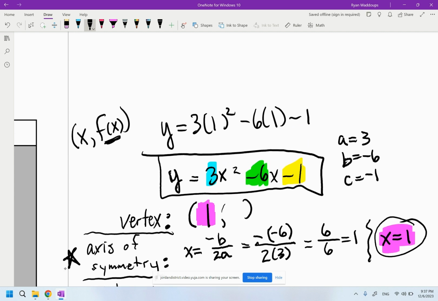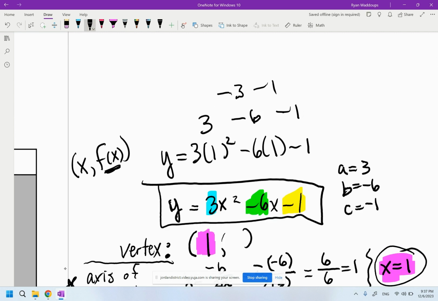So, 1 squared is 1 times 3 is 3. And minus 6 times 1 is minus 6. And then I have this minus 1 off at the end. That's minus 1 still. Well, 3 minus 6 is minus 3. And minus 3, then minus 1 is minus 4. And so y equals minus 4.